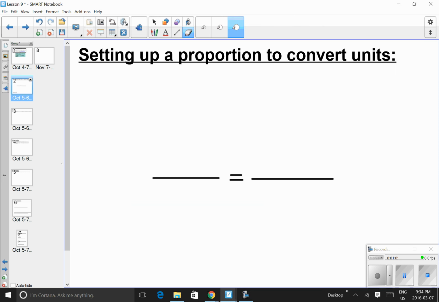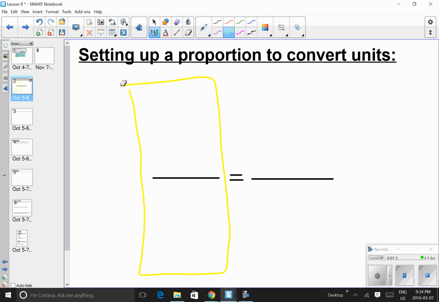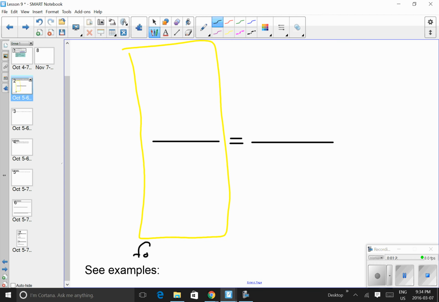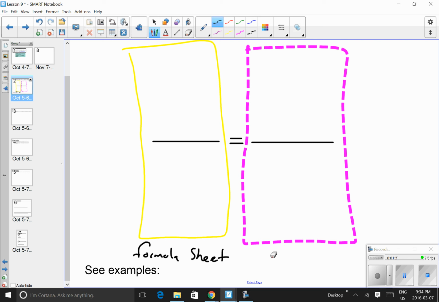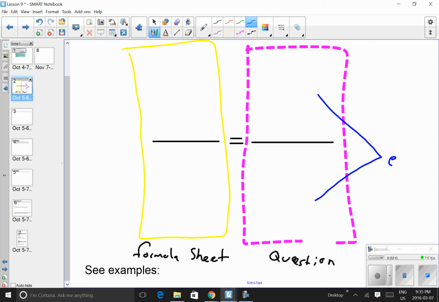Alrighty. So let's talk about how to set up this proportion. So you're going to have two fractions. Now on this side of your fraction, the first side is going to be straight up from your formula sheet. Where the other side, this side here, is going to be from your question. Cool. Now, whatever is in the same fraction has to be equal. So these two things, the top and the bottom, they're going to equal each other, just the same as these two things are going to be equal to each other.